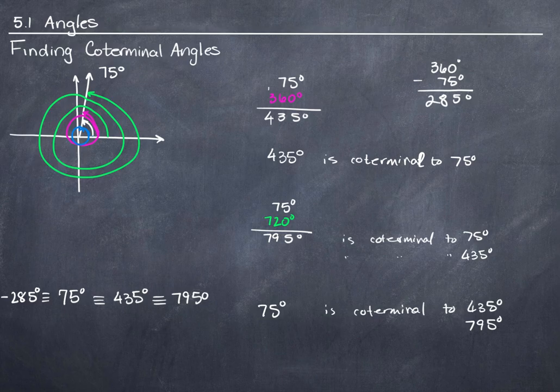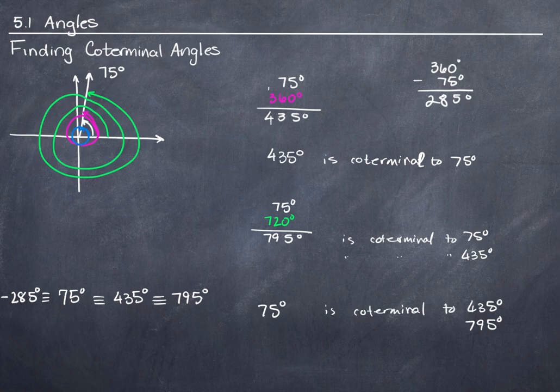So my point here is that there are different ways to write the location of the terminal ray of an angle. These angles are not all the same size. This green one is much, much bigger than the pink one, and the pink one is bigger than the white one, and the blue one's a negative angle, but they all have the same terminal ray. They all land in the same place when we're done.